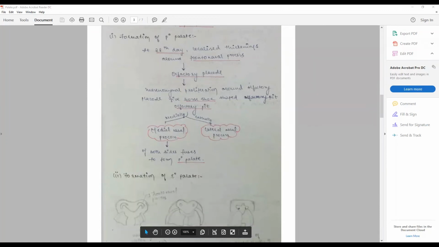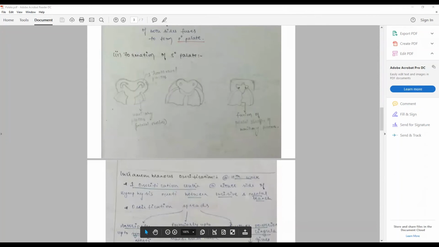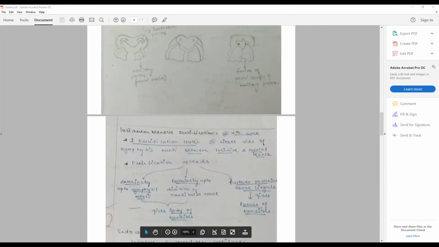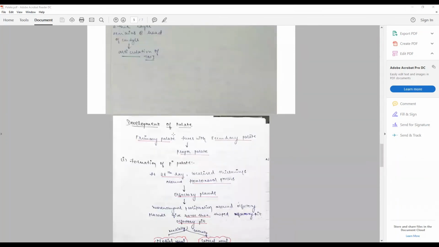Formation of secondary palate: draw the diagram clearly. Through intramembranous ossification at about the secondary weeks, at the primary ossification center on either side of the symphysis, this is the mandible going. Tentatively, we will stop with the mandibular and go into the palatal.